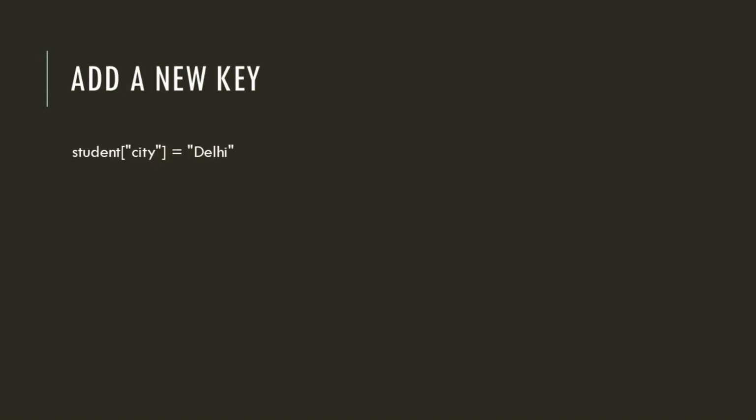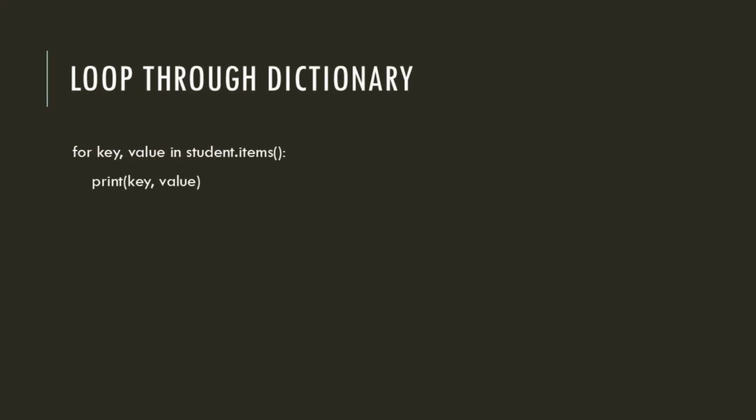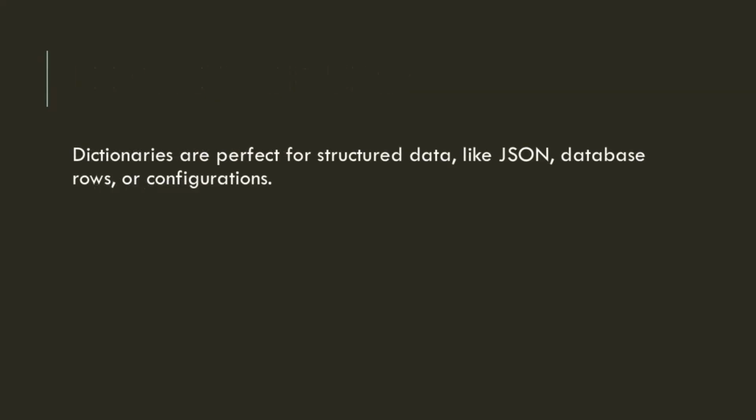Add a new key. Student city equal to Delhi. Update a value. Student age equal to 22. Remove a key. Student.pop course. Looping through a dictionary. For key, value in student.items, print key, value. Dictionaries are perfect for structured data like JSON, database rows, or configurations.